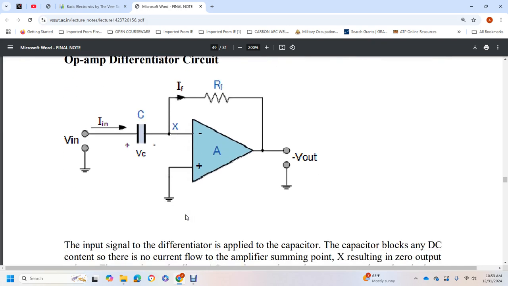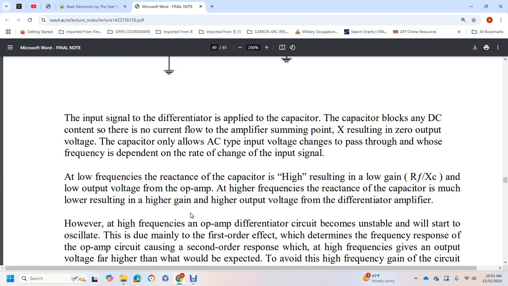For the differentiator circuit, the input signal is applied through the capacitor, which blocks the DC content, so no current flows to the amplifier summing point, resulting in zero output voltage. The capacitor only passes AC. The voltage change depends on the rate of change of the input signal. At low frequency, the reactance of the capacitor is high, giving low gain and low output voltage. At high frequency, the reactance of the capacitor is much lower, resulting in higher gain and higher output voltage from the differentiator amplifier.